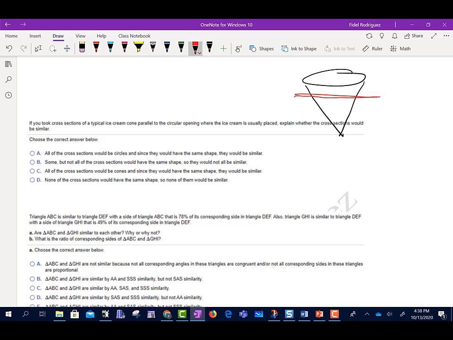And we would say, what would we have? Wouldn't we have little circles, right? And so all the cross sections would be circles. And since they would have the same shape, they would be similar. Okay.